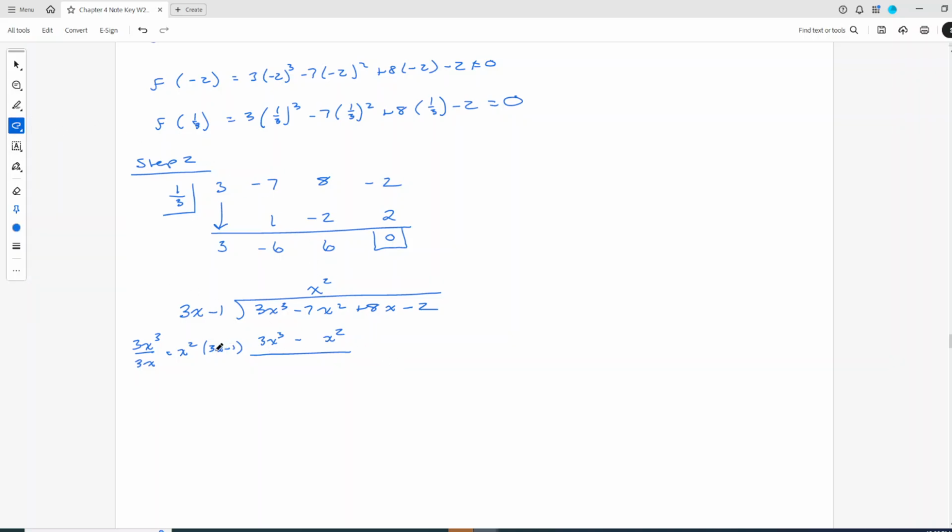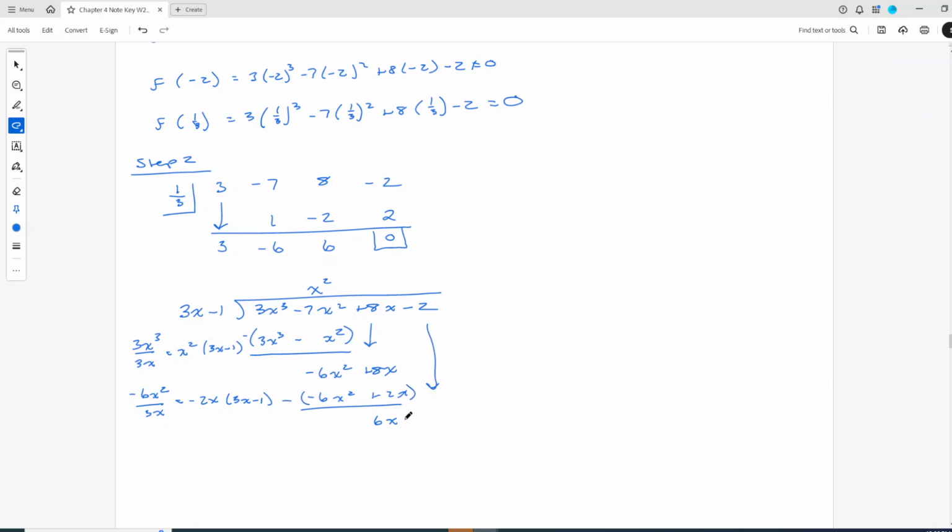Okay, so sorry. X squared times negative 1 is negative x squared. It's always good to have catches of your mistakes. If you're aware of what's happening, you'll catch a mistake before it goes too far. So negative 7 plus 1 gives you negative 6x squared. Then you bring down that plus 8x. Negative 6x squared divided by 3x is negative 2x, multiplied by 3x minus 1 gives you negative 6x squared plus 2x, and then we subtract to get 6x.